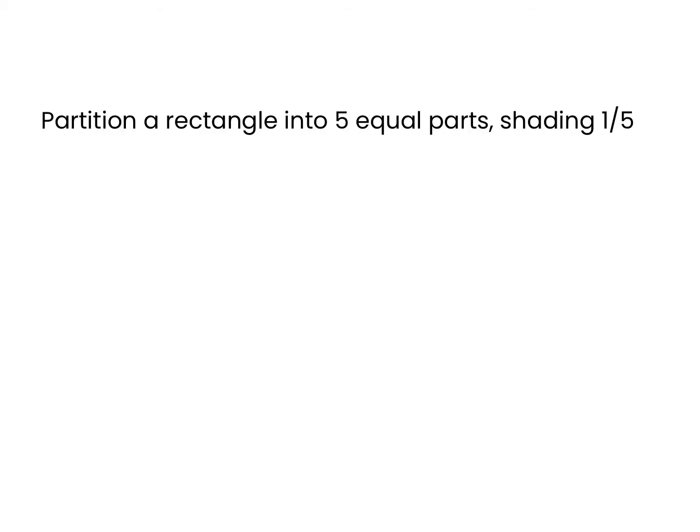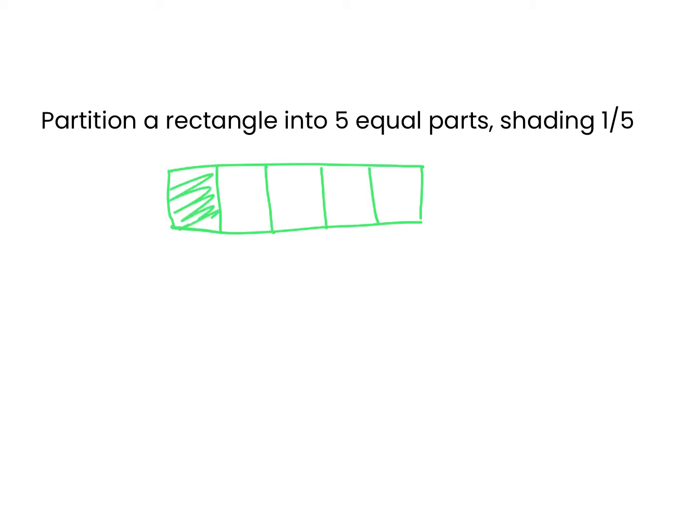All right, the second one, partition a rectangle into 5 equal parts, and you're going to shade 1/5 of that rectangle. So pause the video, draw your rectangle, divide it into 5 equal parts, and shade it. Okay, here is my rectangle. I'm doing 5 equal parts. All right, I'm going to shade 1/5. That means one of those parts, 1 out of the 5 parts, I'm going to shade in.